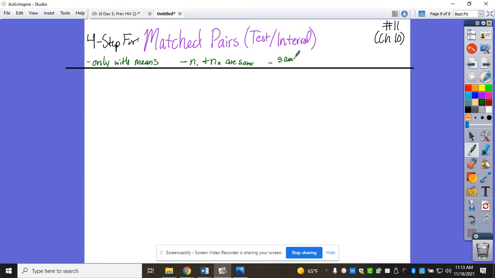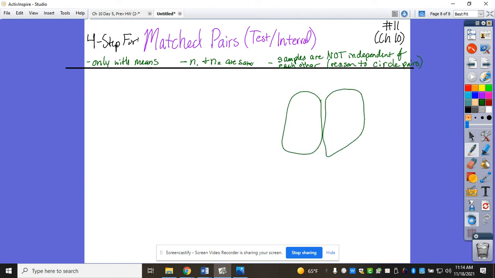And the samples are not independent of each other. Or reason to group. I'll put reason to circle pairs. That's my weird way of saying there is a reason to do that. I wrote circle pairs. I know you can't see it in that blue.